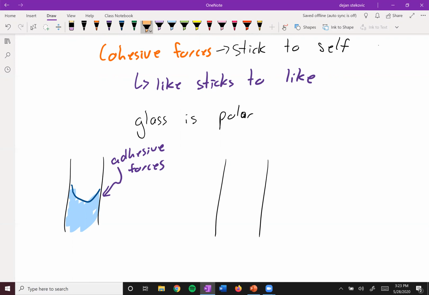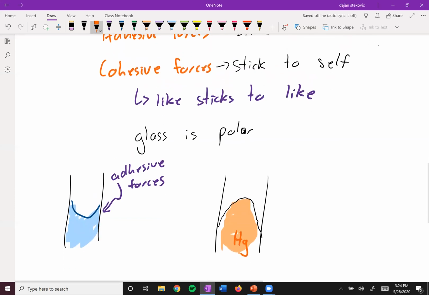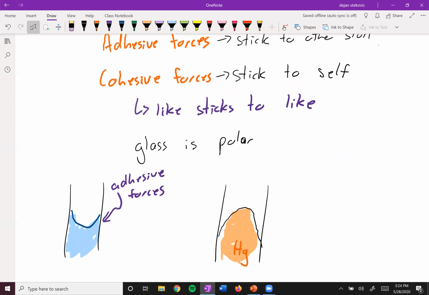let's go with mercury. Mercury is a non-polar compound. What would happen? Well, it doesn't want to stick to the glass. It'd rather stick to itself. What you'd see is this kind of reverse meniscus and this kind of bubble instead, right? Because it has cohesive forces and wants to stick to itself, but it has very poor adhesive forces because it is nonpolar and the glass is polar.